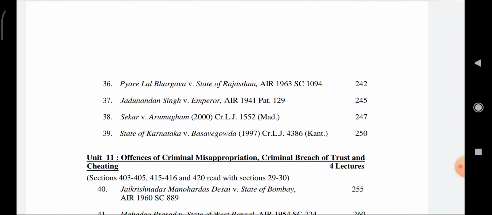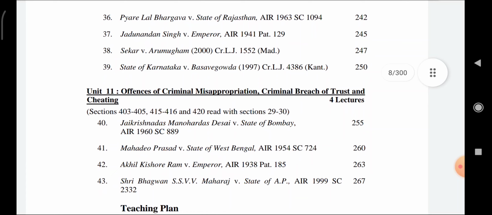There are four cases: Pyarelal Bhargava versus State of Rajasthan, Jadu Nandan Singh versus Emperor, Sekar versus Arumugam, State of Karnataka versus Vasave Goda.